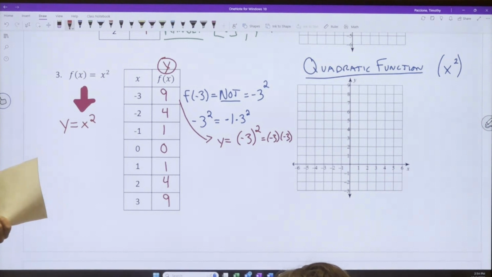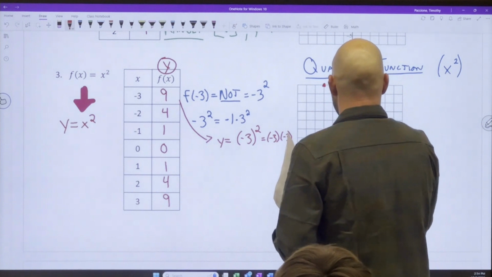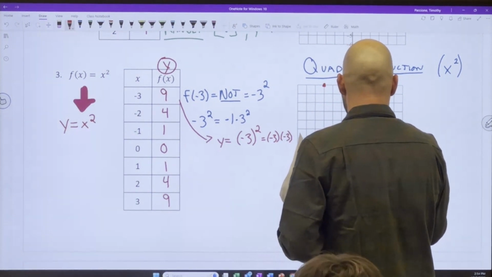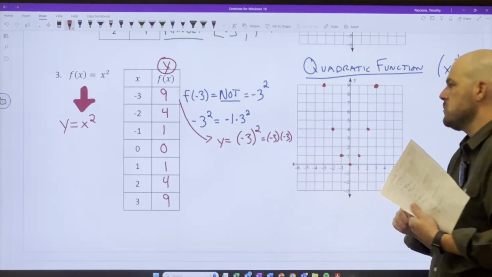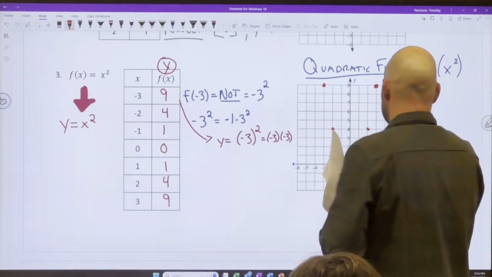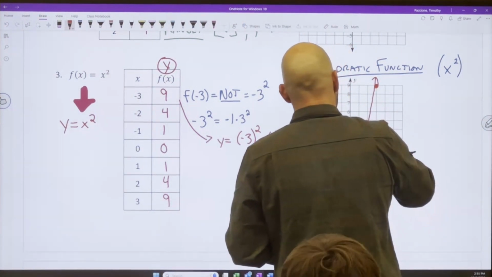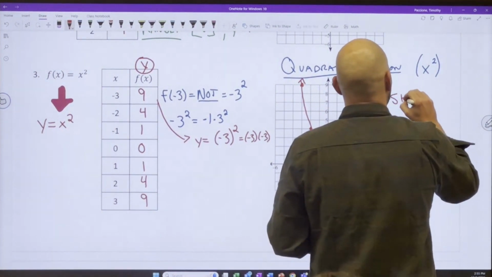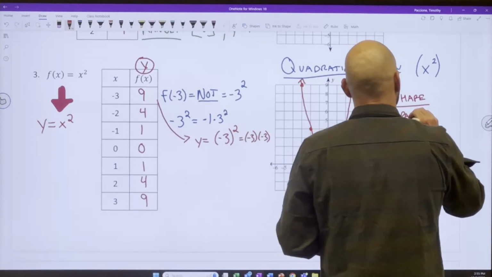So this goes on our graph now, right? (-3, 9), (-2, 4), (-1, 1), (0, 0), (1, 1), (2, 4), (3, 9). It makes kind of a what? A U, right? Which, yes, is called a parabola. Now, important distinction, this is not a V. It is a U, it's a curve, right? And yes, the shape, you want to know the name, it's called a parabola.